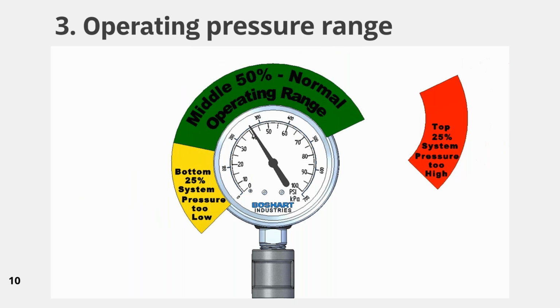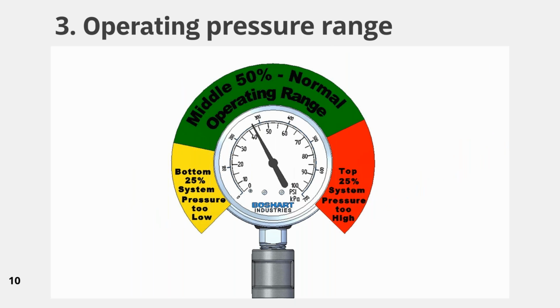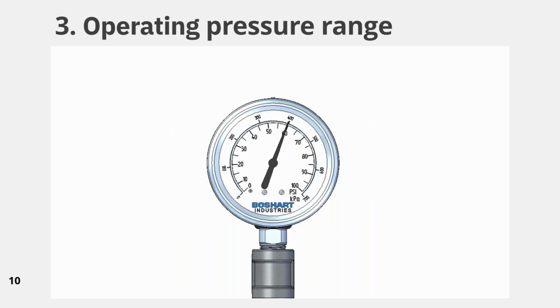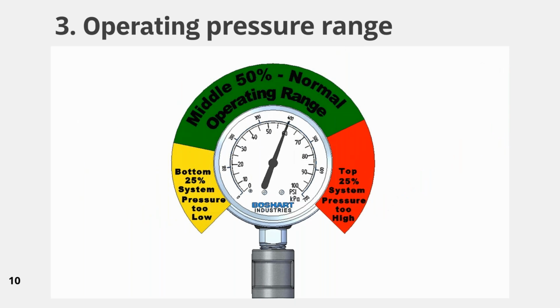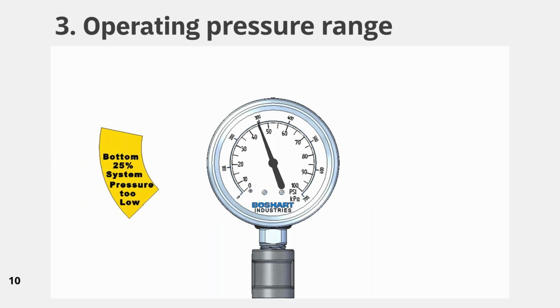Pressure range selection is critical. Typically, a gauge should have twice the range as the system's operating pressure. This ensures that the operating pressure is within the most accurate section of the gauge. In general, the operating pressure should never exceed 75% of the gauge range. If the operating pressure exceeds 75%, the Bourdon tube will lose its elasticity and the gauge will lose its accuracy.